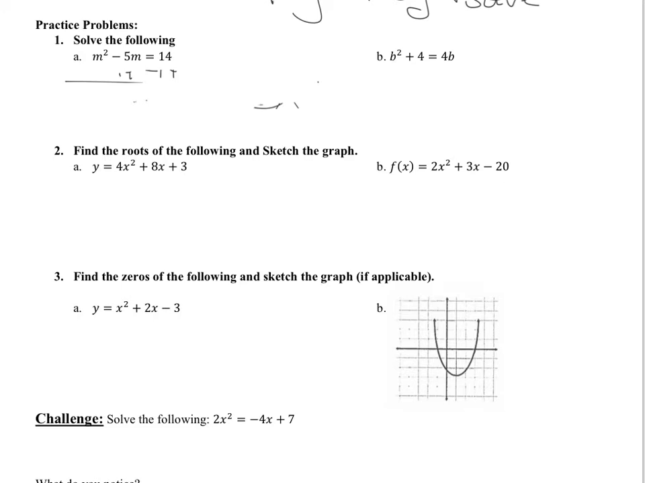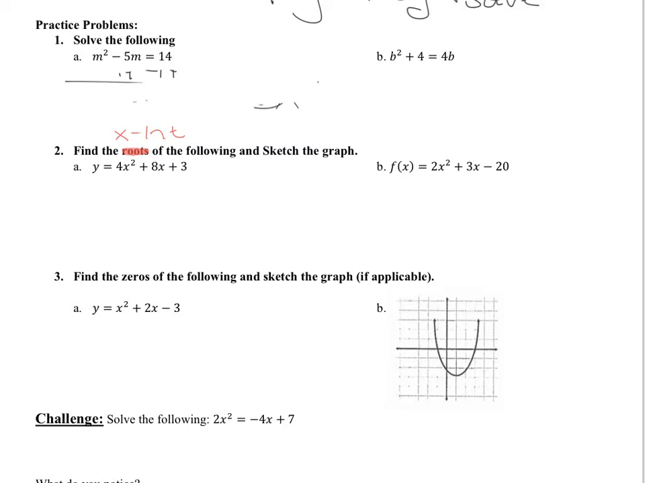It says find the roots of the following and sketch the graph. I want you right now to highlight the most important word in those directions. Hopefully the word you highlighted was the word roots. Roots is the most important. Roots mean the exact same thing as x-intercepts. How do you find x-intercepts? Well, you plug 0 into y.